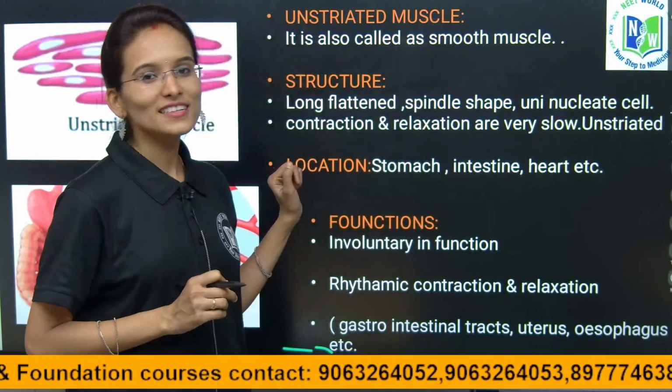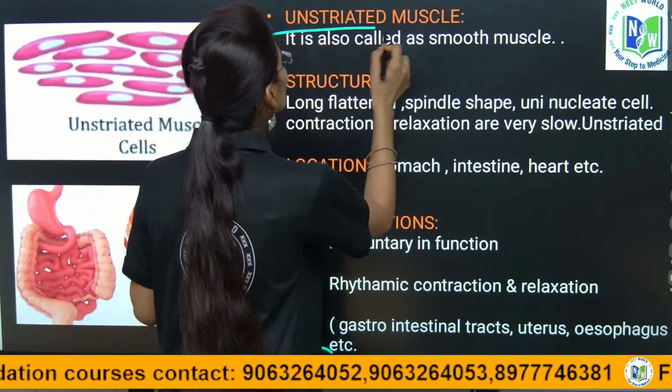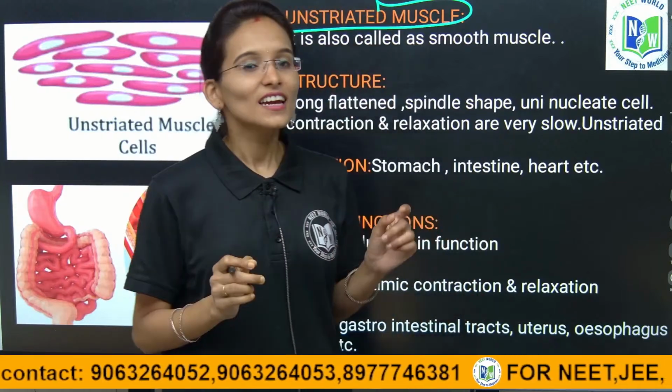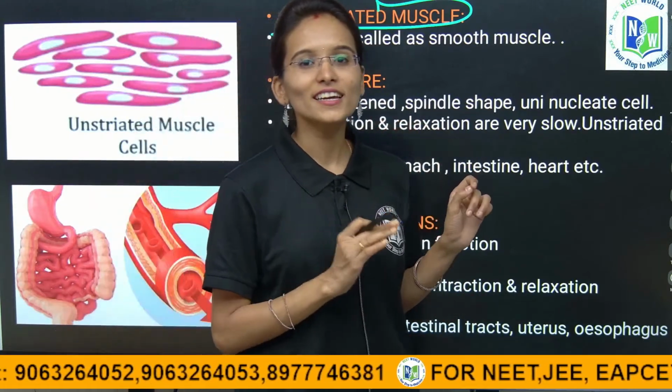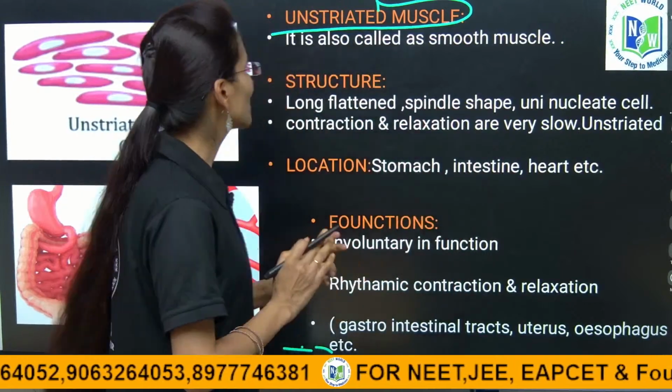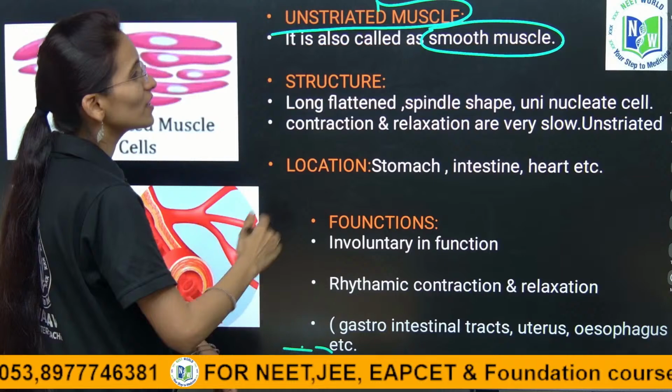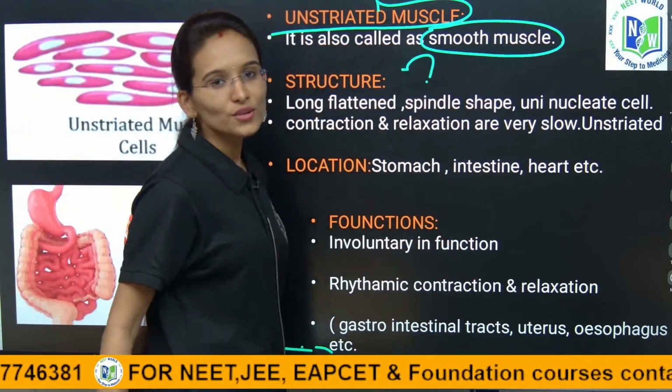Now coming towards the unstriated muscle, the name itself indicates that this muscle does not contain any striations. It does not show any light and dark bands, right. It is also called the smooth muscle. Why it is called smooth muscle, we are going to discuss now.